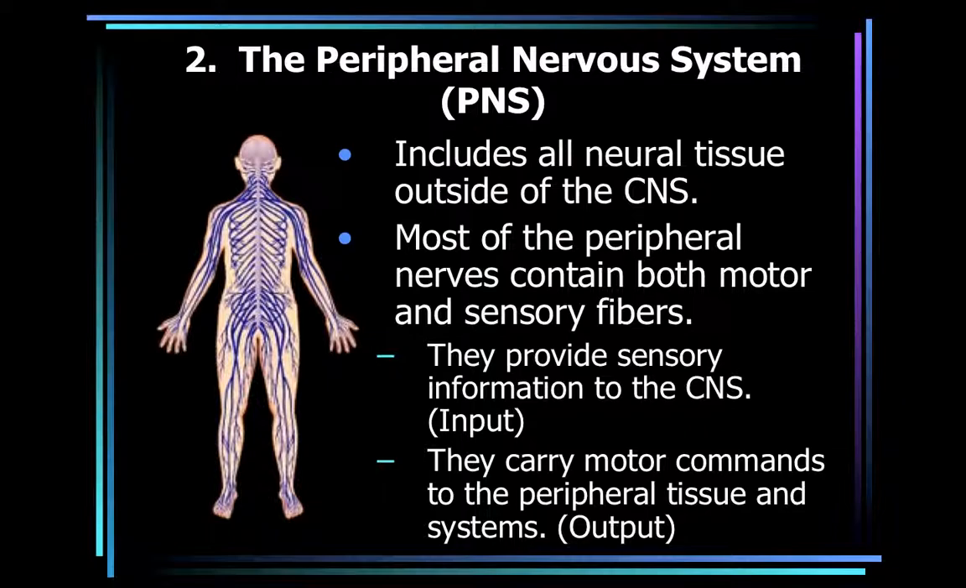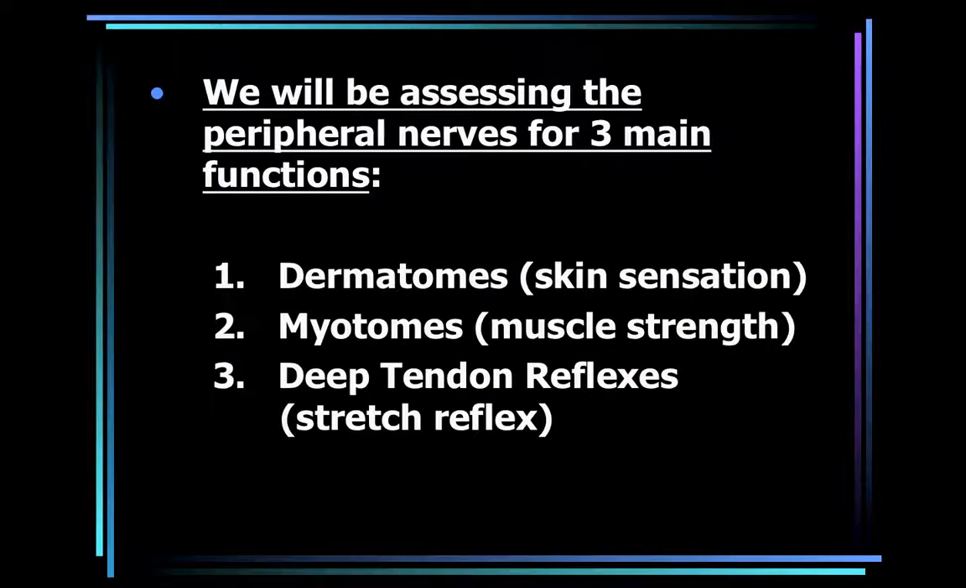In the peripheral nervous system, that's going to be your motor and sensory nerves that go to your muscles, skin, everything like that. And they give information back to the brain. And then they also carry out commands from the brain. So they communicate, it's like a two-way street coming from there. So the brain sends them a message, and then they'll send back a message to let the brain know what's going on. So we're going to look at 3 different ways to check nerve function.